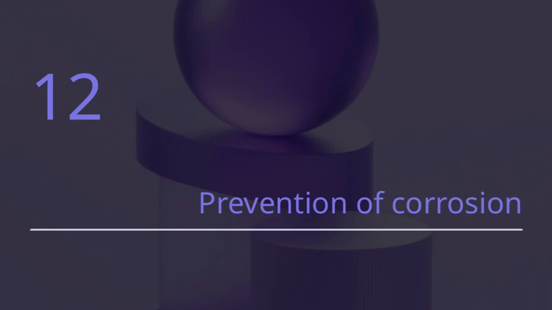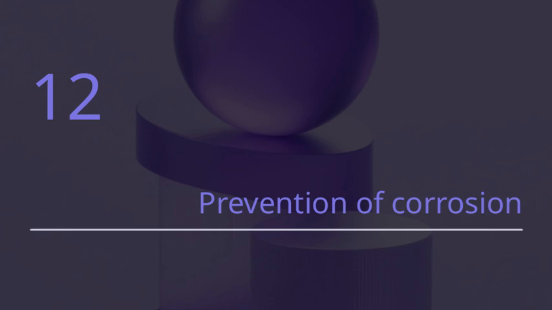Corrosion can cause significant damage to metal structures and equipment, so preventing it is crucial for safety and longevity. One of the most effective methods is applying protective coatings, like paint or specialized coatings, which act as a barrier against moisture and oxygen. Another key point is cathodic protection, where we use sacrificial anodes or impressed current systems to protect the metal from corroding.